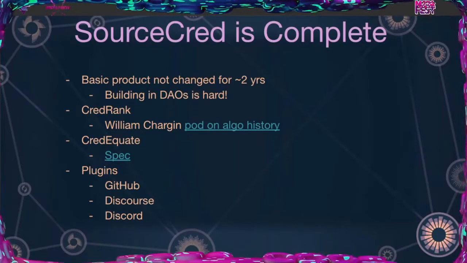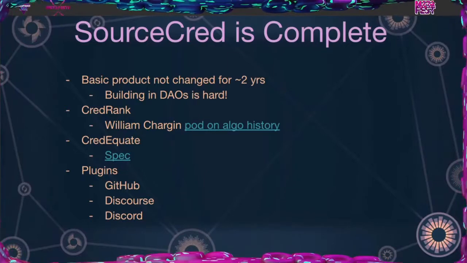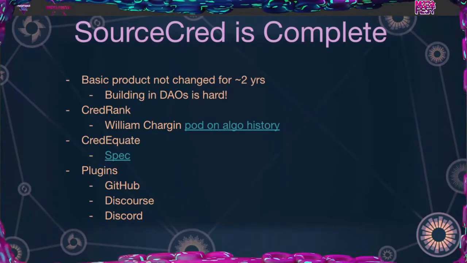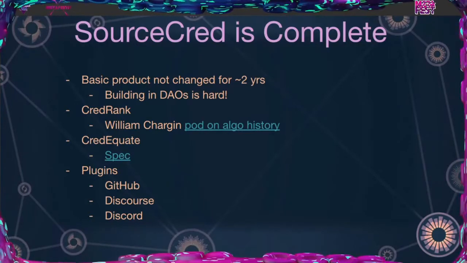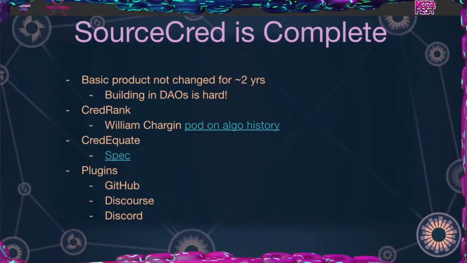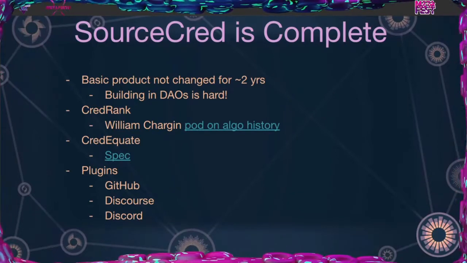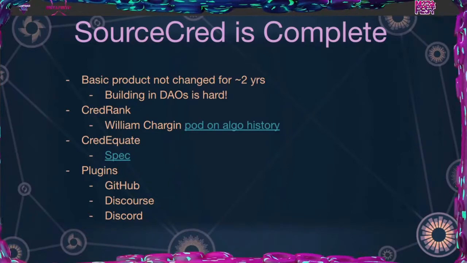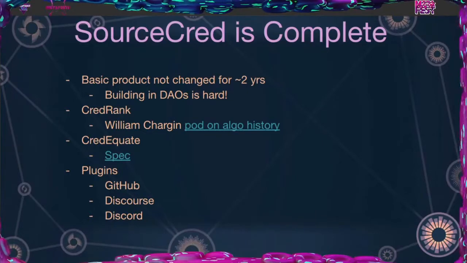So CredRank, this is the main algorithm. This is actually the third iteration of the algorithm. The original that most people don't know about was completely scrapped and rewritten from scratch. There's a link to a pod here from William Shargan, the co-founder of SourceCred, who goes into that history and the lessons learned. And then the second version was Timeline Cred, which is the main algorithm most people have used for the last couple of years.